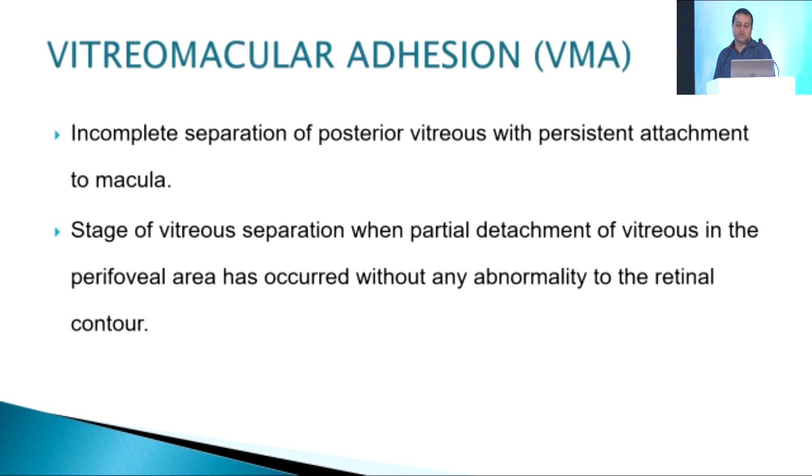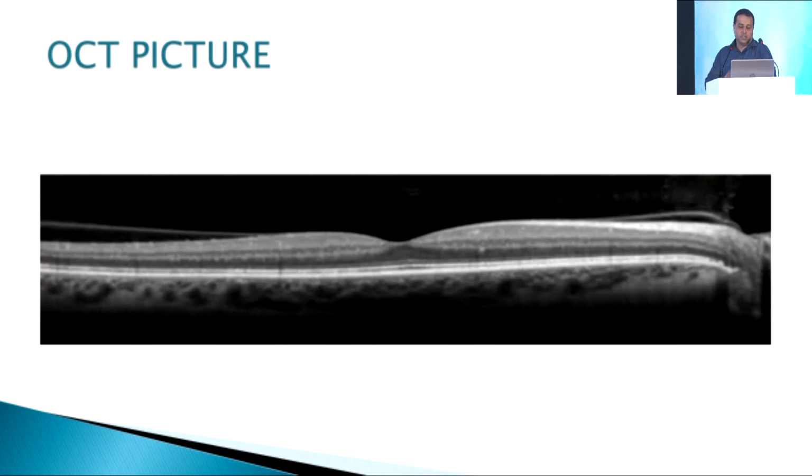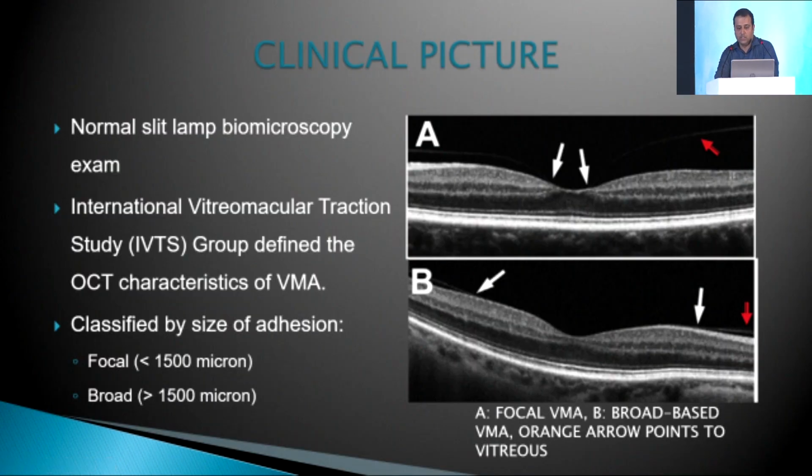First is the vitreomacular adhesion. This is basically a part of normal posterior vitreous detachment. In this, the vitreous is attached at the fovea and it is separated in the perifoveal area with the normal foveal contour. So this is a physiological change. There is nothing to be done for these patients. This is just to be observed.